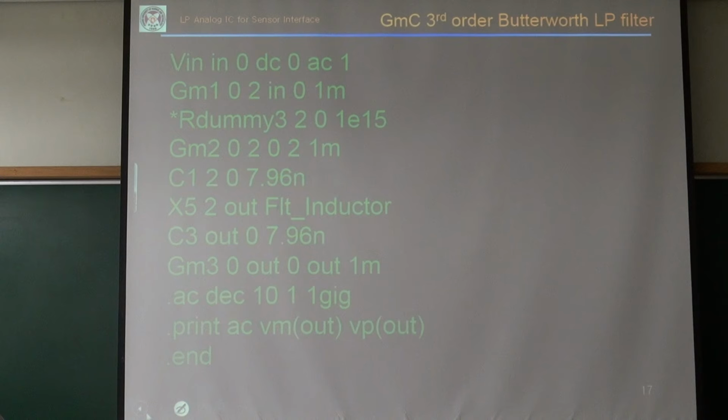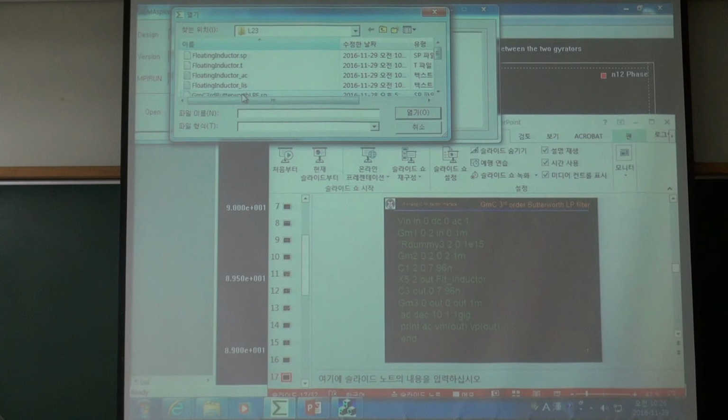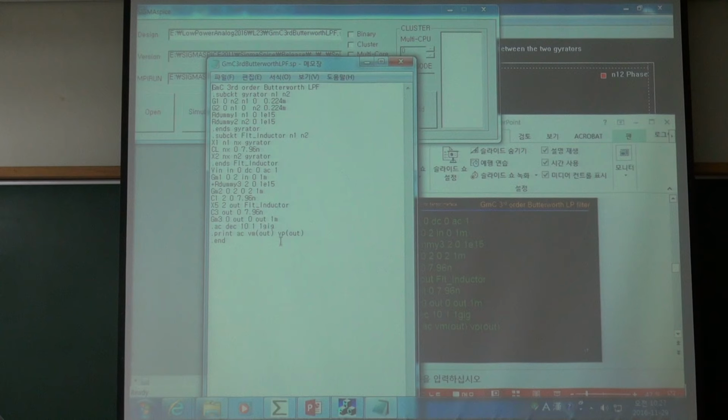So all the impedance scaling was performed as mentioned. So let's see, where is my? Oh yeah, this is a GMC filter. So if you edit it, oh, it's not very complex, right? Simple. Gyrator thing, floating inductor consists of two gyrators. And then see, I have two transconductors for the floating resistance, and C1, this X5 is a floating inductor, C3 and GM3 for resistance, right?